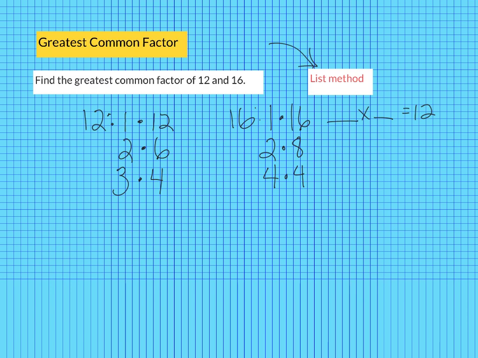So let's circle up 4, because 4 is on this side, and there's a 4 on this side. So my answer, what is the greatest common factor? My answer is 4.